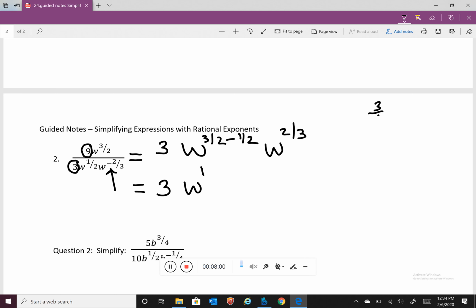So I'm going to do that work up here. 3/2 minus 1/2 is 2/2, but 2/2 is equivalent to 1. And then we have w to the 2/3. Remember, like bases multiplied, we're going to add those exponents, and 1 plus 2/3 is equivalent to the mixed number of 1 and 2/3. And I'm not sure if you remember how to convert from a mixed number to an improper fraction.